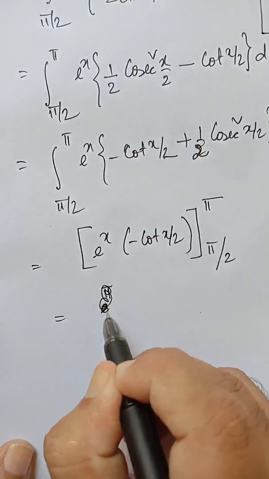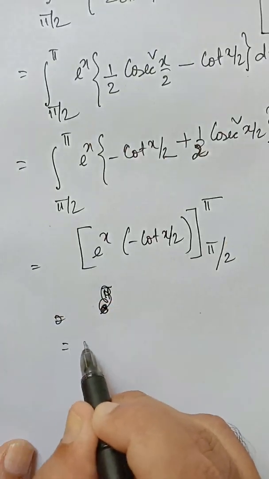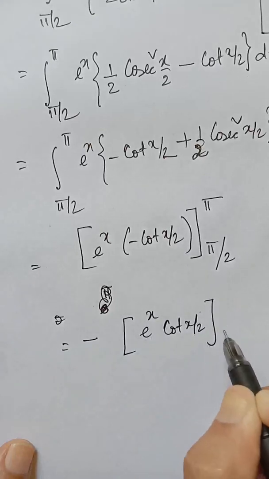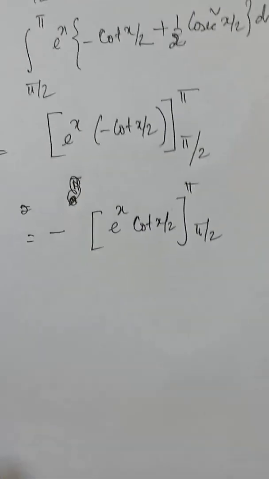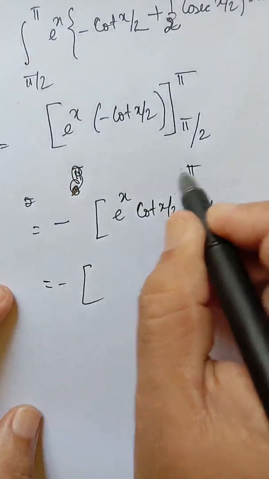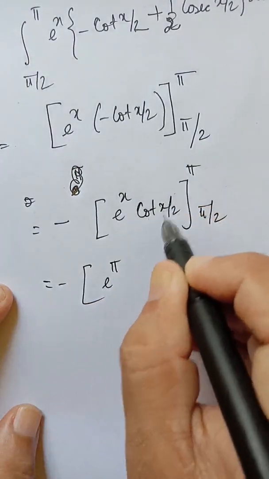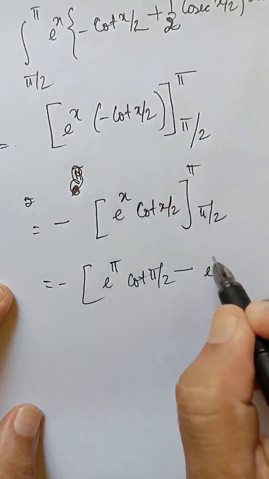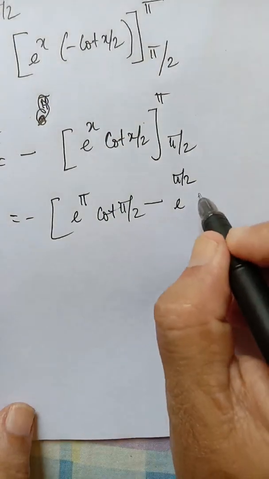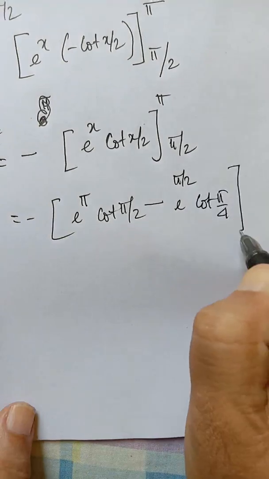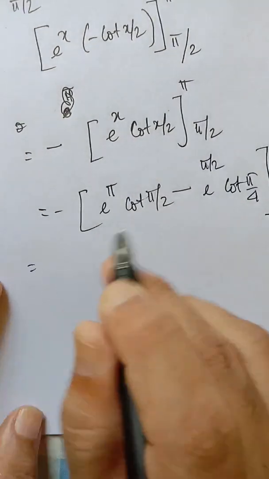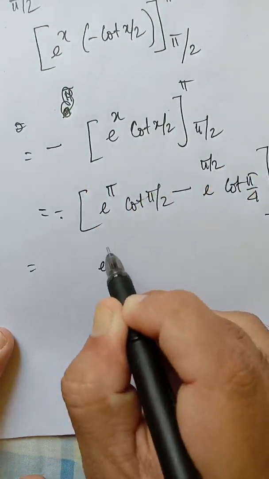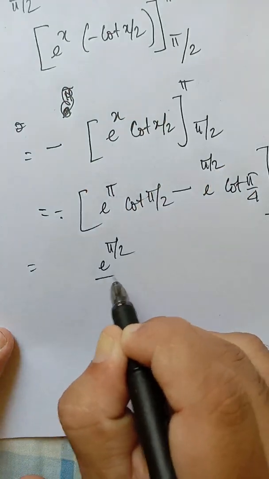Let me write one more line. Let me write the minus sign outside the bracket: minus of e to the power x into cot of x by 2, from pi by 2 to pi. Next, if we put x equal to pi, it will be e to the power pi cot of pi by 2. Minus, if we put x equal to pi by 2, it will be e to the power pi by 2 cot of pi by 4. Next, cot pi by 2 is 0, so the value of this is 0, minus and minus plus e to the power pi by 2, cot pi by 4 is 1, so the answer is e to the power pi by 2.